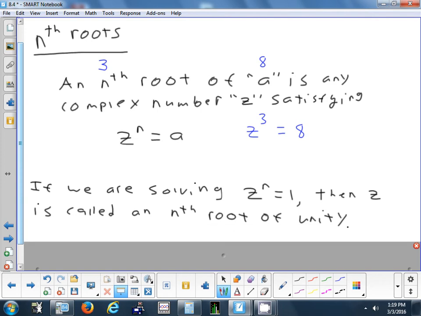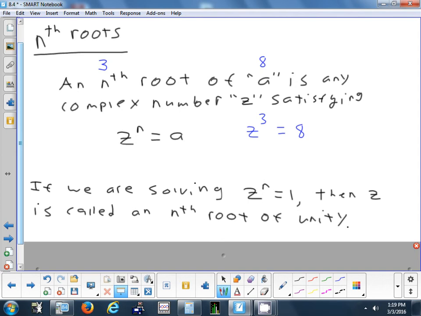If you happen to be solving the specific equation where you have a 1 on the other side, then you're finding roots of 1. Okay? The term for that is called unity. So if they ever ask you to find roots of unity, it just means find roots of 1.